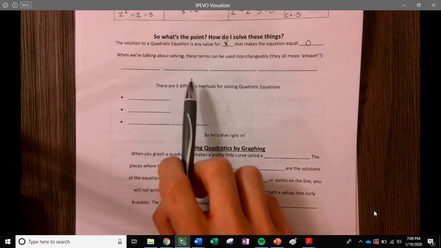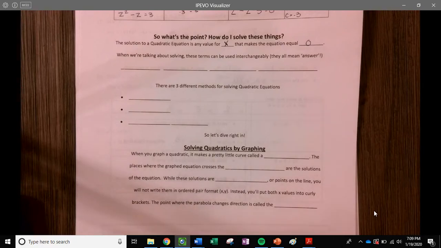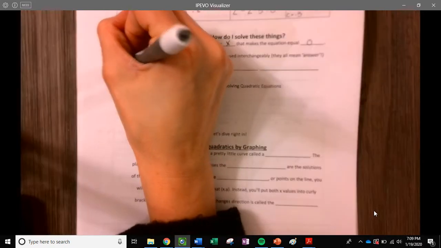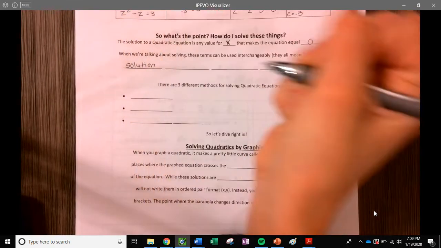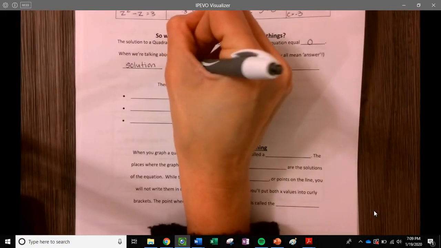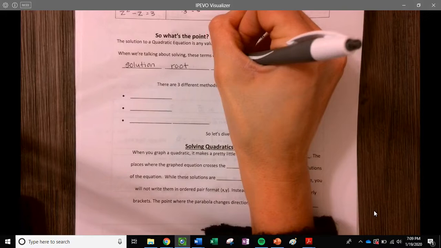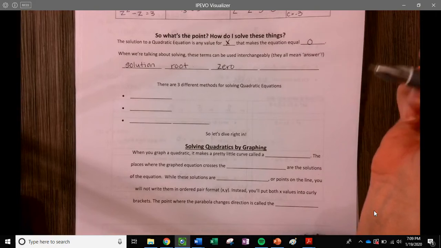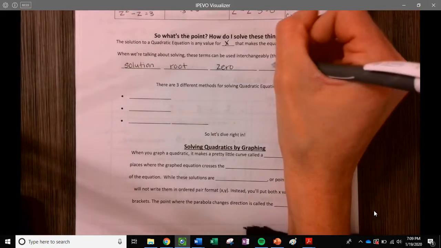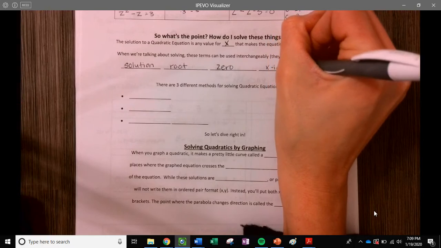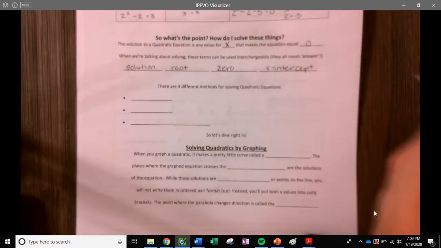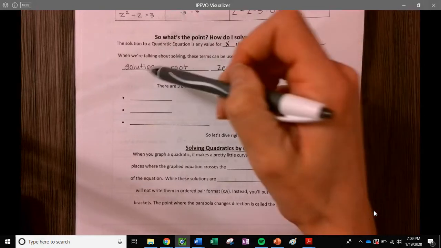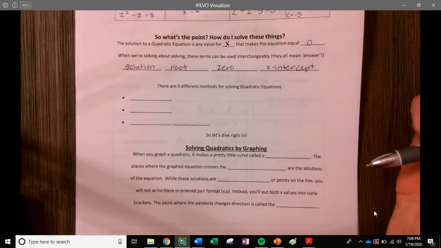So when we're talking about solving, these terms can be used interchangeably. They all mean answer. If I'm talking about getting the answer to a quadratic equation, I am talking about the solution. That's kind of a no-brainer. We use that term all the time. It can also be called the root. It can also be called the 0. Makes sense because I want the equation to equal 0 in the first place, so the solution we sometimes call the 0. Or we can call it the x-intercept, and we'll get to why that is in just a moment. Solution, root, 0, x-intercept. Commit it to memory, never forget.